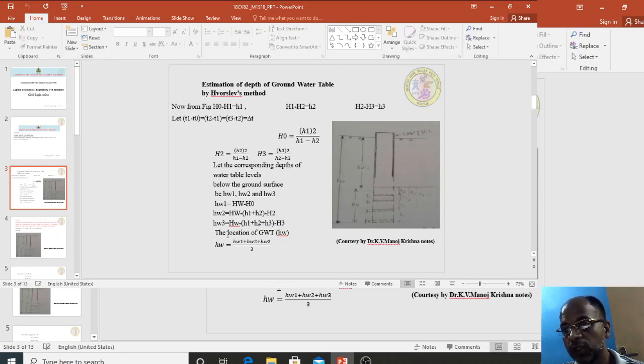Now, according to him, the location of the groundwater table, small hw, is equal to small hw1, the first day water table location, plus hw2, the second day water table location, plus third day water table location hw3, divided by 3, the average of these three values.